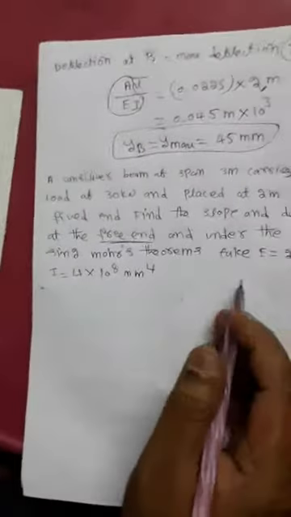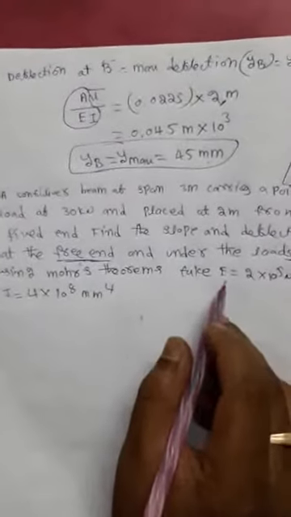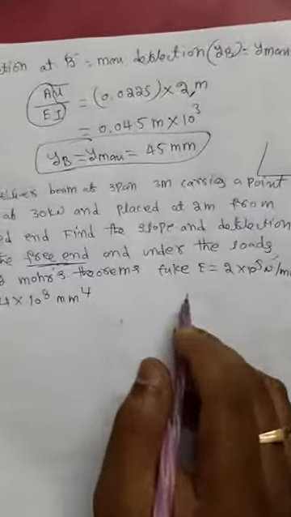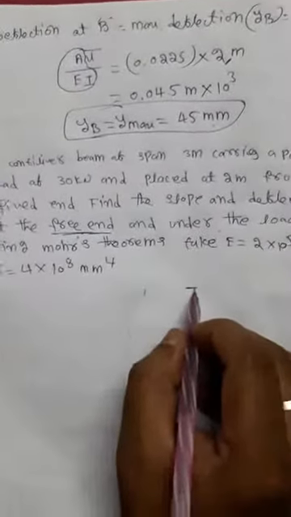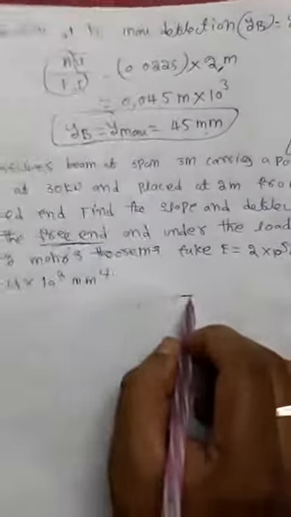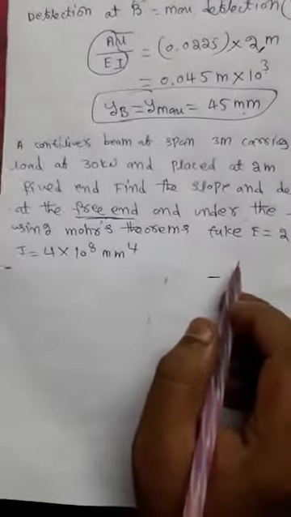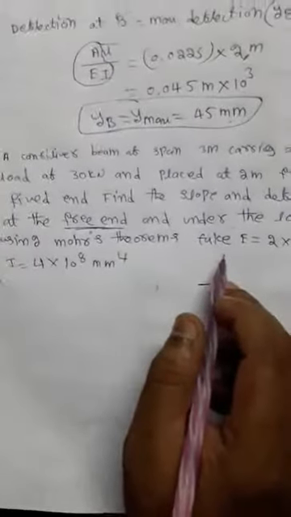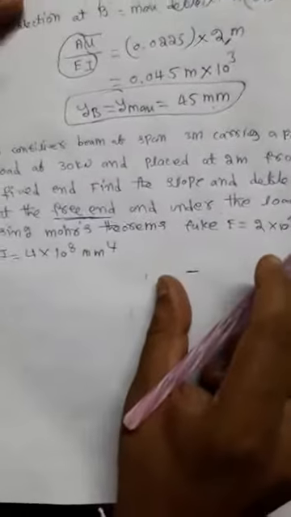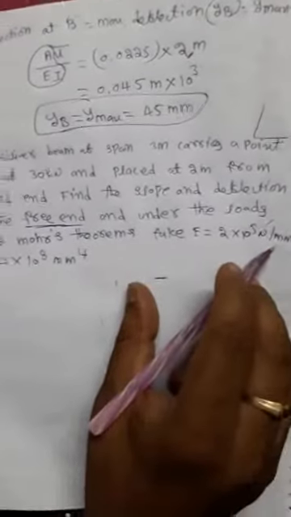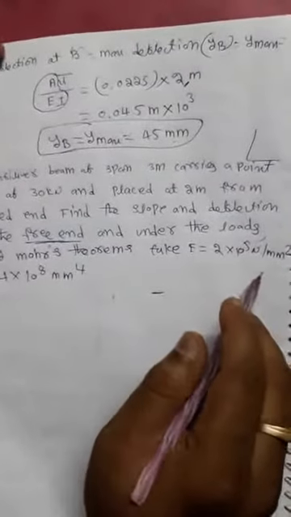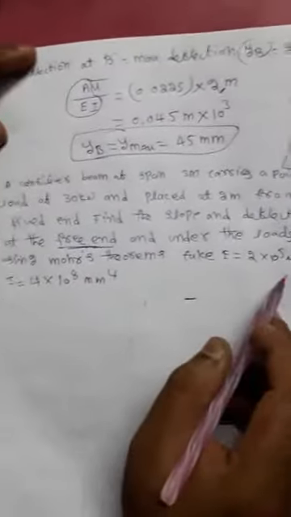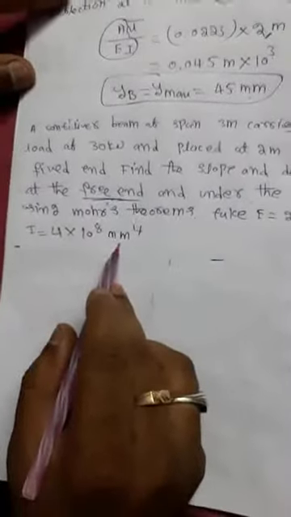You can substitute E and I individually, or multiply E into I and get one answer, and substitute that to get the final answer. But here I am going to substitute E and I separately. In the last problem E and I were multiplied and given as one value, in kilonewton meter square, but here they are given separately in units of Newton per mm square and mm power 4. Let's do the solution.